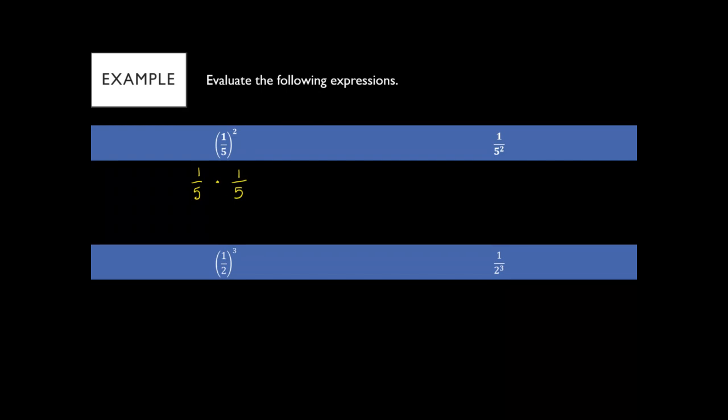So when we multiply fractions together, you're multiplying the tops together and the bottoms together. So you have 1 times 1, which is 1, and 5 times 5, which is 25. So this gives us 1/25. Now on the top right here, I have 1/5 squared. So the 5 squared is 5 times 5. And so we get 1/5 times 5, and we also get 1/25.